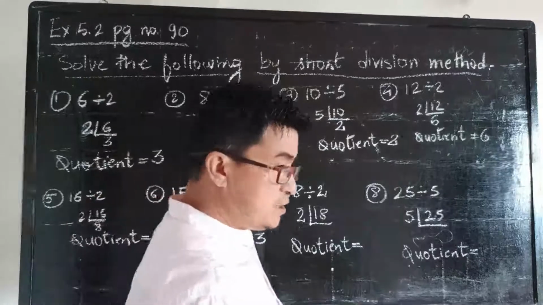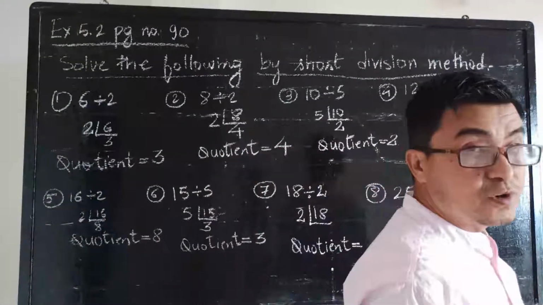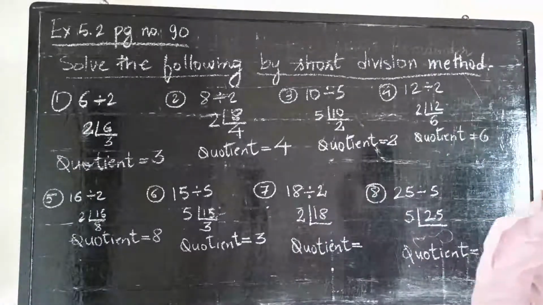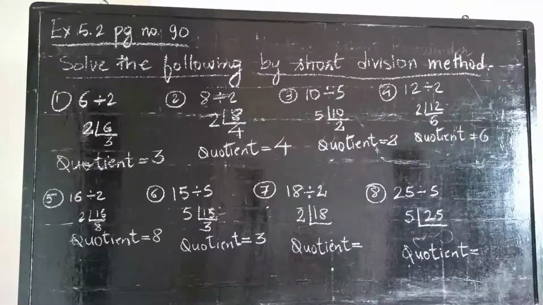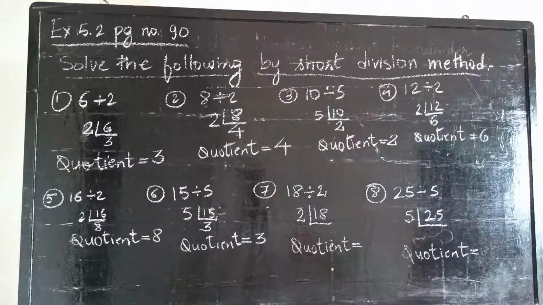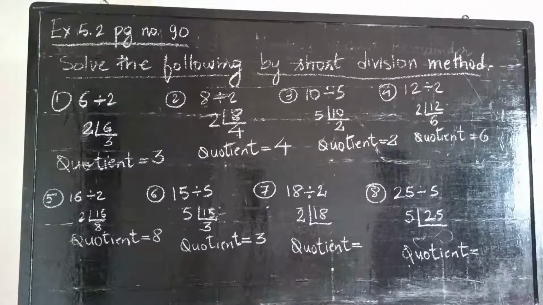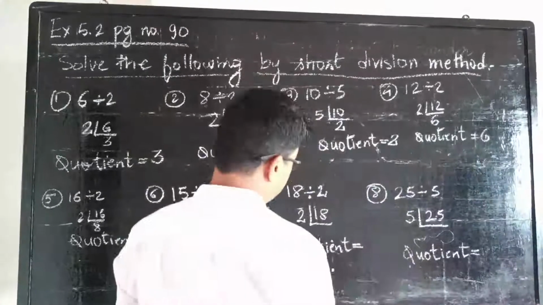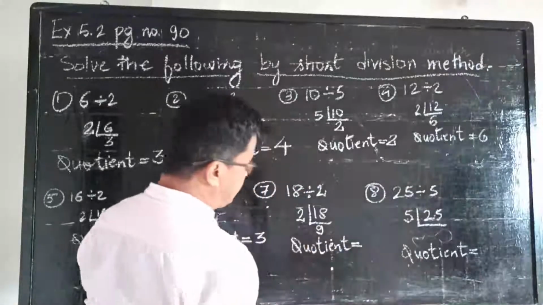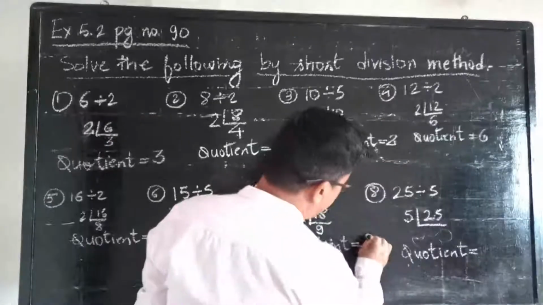Now 2 ones are 2, 2 twos are 4, 2 threes are 6, 2 fours are 8, 2 fives are 10, 2 sixes are 12, 2 sevens are 14, 2 eights are 16, 2 nines are 18. Here 9 is the quotient.